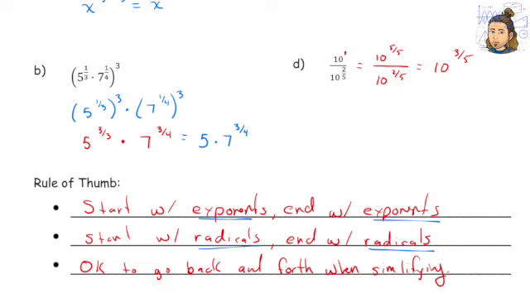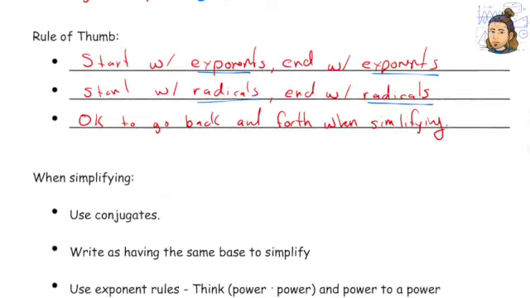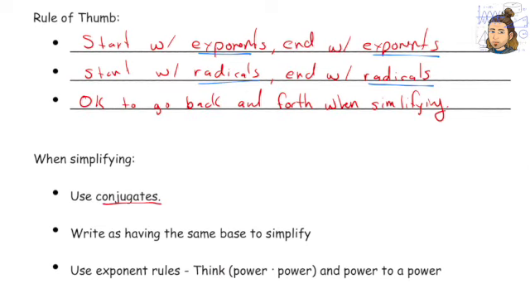Okay, so when we're simplifying, we're going to use conjugates. We'll talk about that in a second video. We're going to make sure that we have the same base when we're simplifying, and we're going to use our exponent rules. Power to a power or power times a power are the two that we're going to use most often, and so that gives us a good place to start, and we'll finish this up next time.